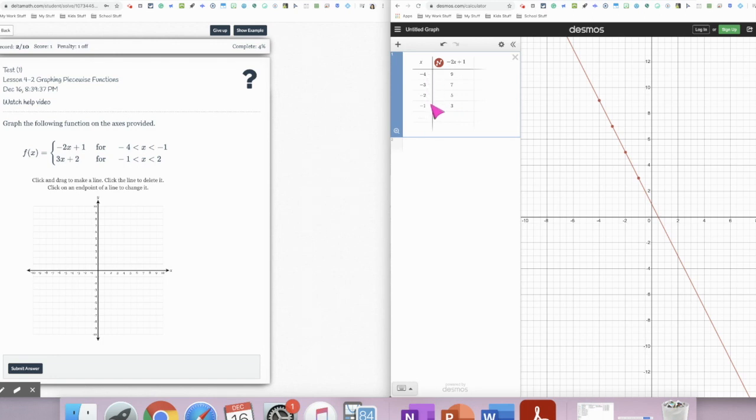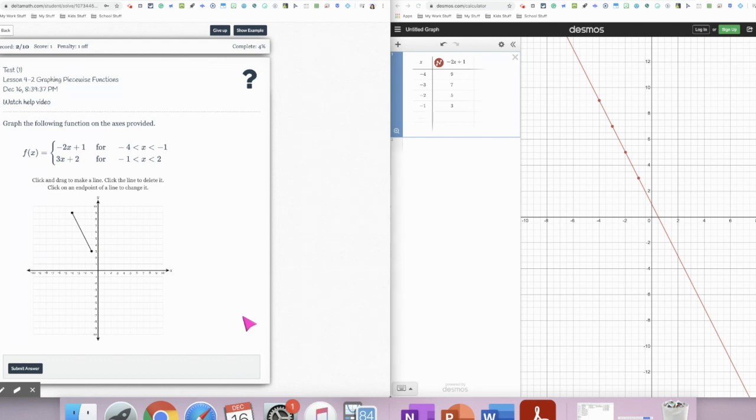Now that I have those values, those are the values I'm going to graph on my grid. So we have negative 4, 9. When you are doing this on Delta Math, it says click and drag to make a line. So again, negative 4, 9. I'm going to click and start dragging. So negative 4, 9 right there. And then the next point would be at negative 3, 7, which is right here. My third point, negative 2, 5. And my last point, negative 1, 3.